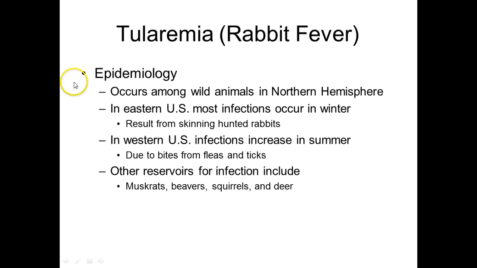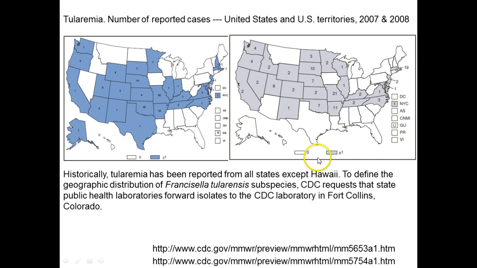So for tularemia, it occurs among wild animals mostly in the northern hemisphere of the United States. In the east, it usually occurs in the winter when hunters are skinning rabbits, hence its nickname, rabbit fever. In the western part of the United States, we tend to see it more in the summer months when people are out and exposed to biting insects like fleas and ticks that may be carrying it from the wild animal population. Other reservoirs to be noted are muskrats, beavers, squirrels, deer. So a lot of wild animals can carry this bacterial infection.